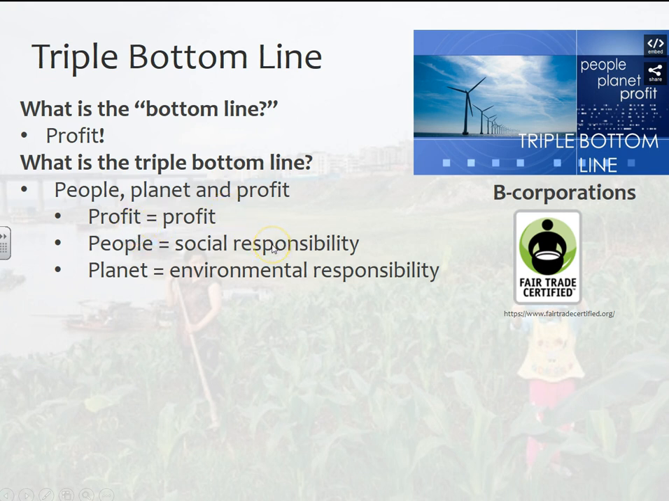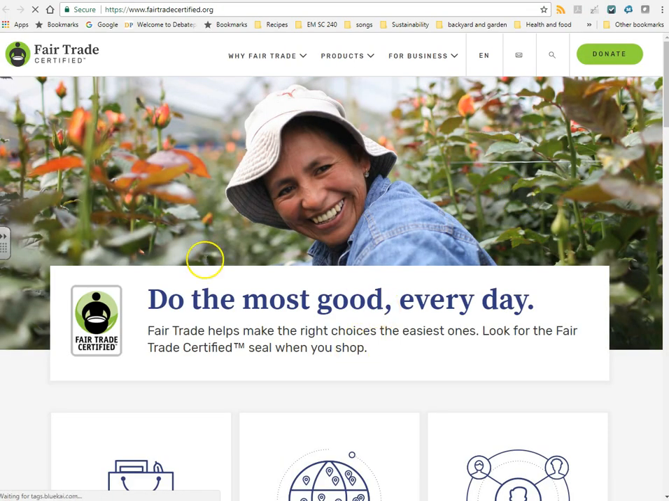Just one example of this: fair trade is a really good way to address people. Without getting into too much detail, when you buy something, you want to know that the workers were treated well and paid a decent wage. You can look for this fair trade certified logo. There are a lot of different products that have fair trade certification.